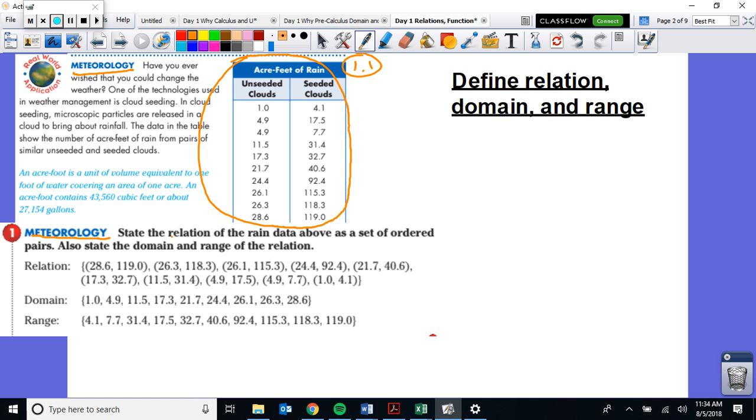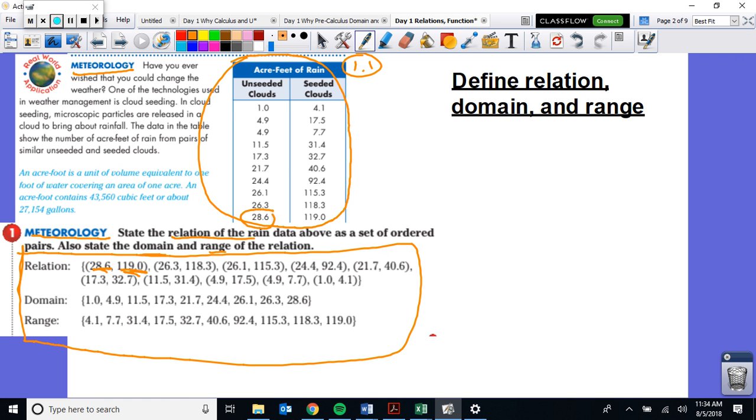It says state the relation and domain and range. I told you we'd get back to domain and range, so here we are. Looking at this chart, here are the answers right here. This box right here is the answers. It's really cool, the textbook has the answers right there for you the whole time. So all I've got to do is decipher what's going on. The relation is 28.6, 119. That looks like an ordered pair. 26.3 and 118.3. Oh, it's just listing all of the ordered pairs.